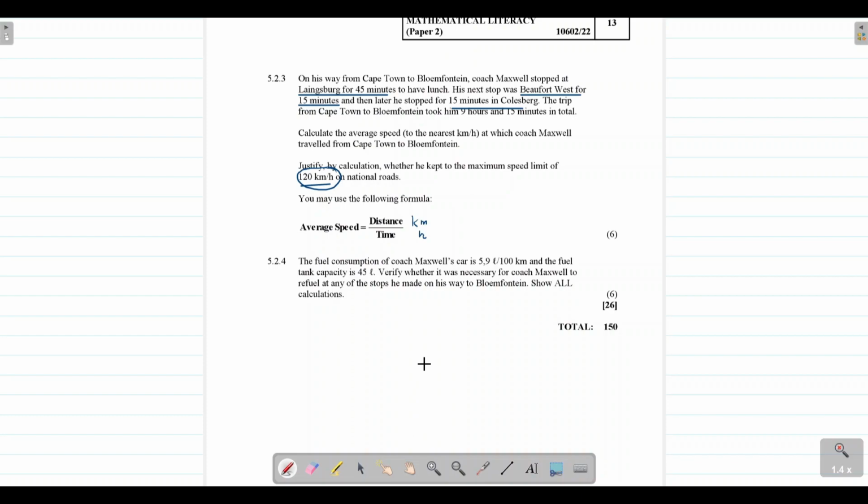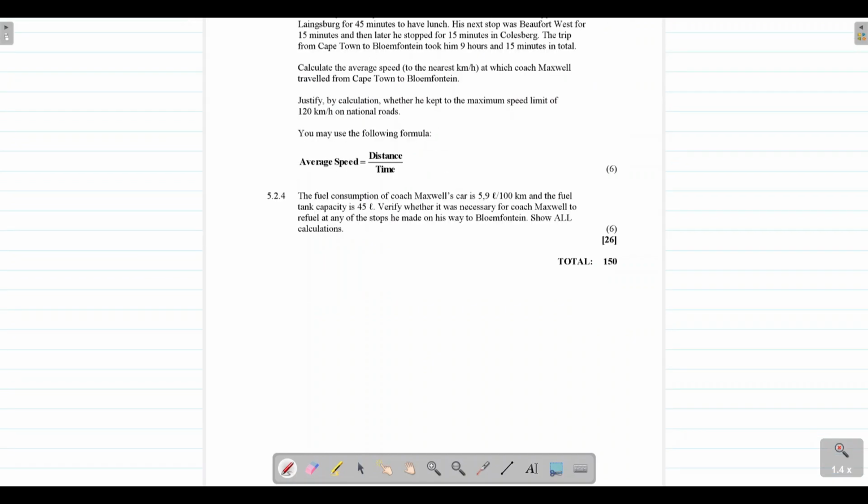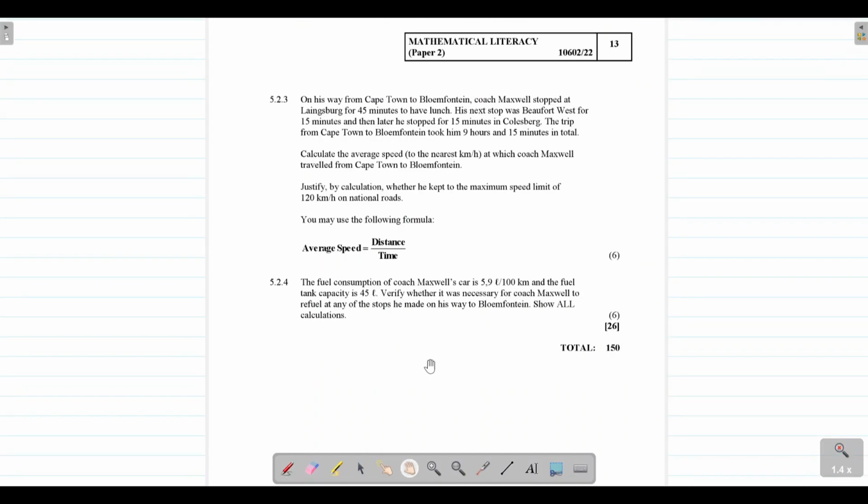Okay, so how do we go about this question? We already know that the time that Coach Maxwell spent traveling from Cape Town to Bloemfontein was a total of 9 hours and 15 minutes. However, we want to determine the speed that he traveled on the national road. So how will we be able to determine that speed?